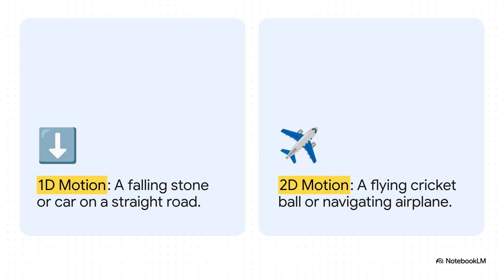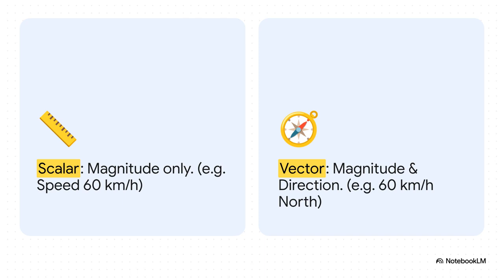But on the right, that's our actual 2D reality. A cricket ball soaring out of a bowler's hand, or an airplane navigating the sky. They're moving forward and upward at the exact same time. And honestly, 1D physics just can't handle that kind of complexity. So to decode this 2D reality, we've got to upgrade our tools.